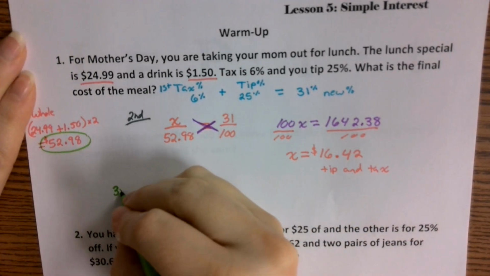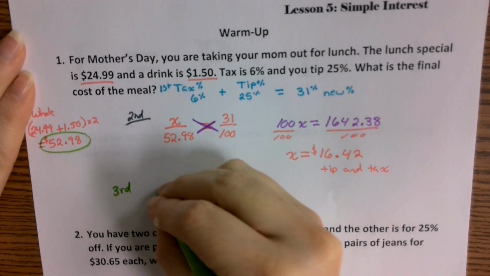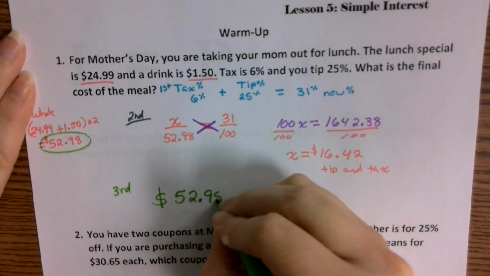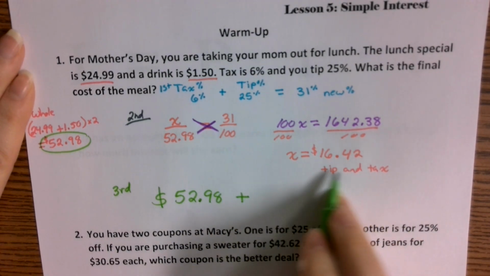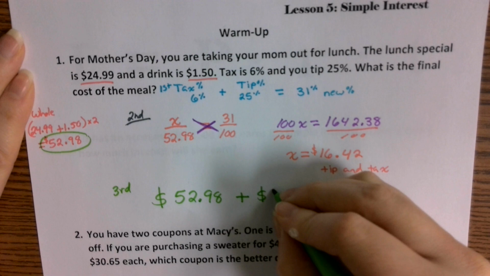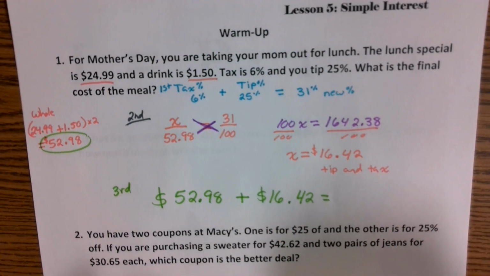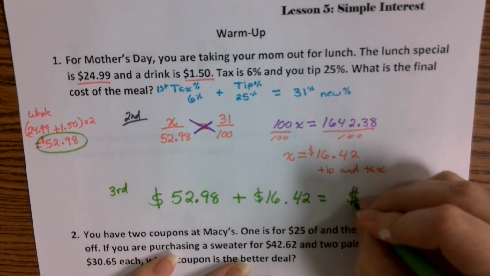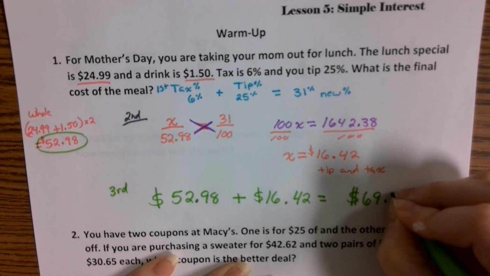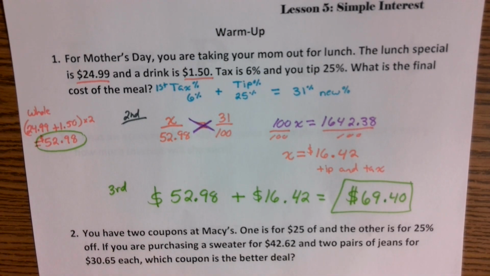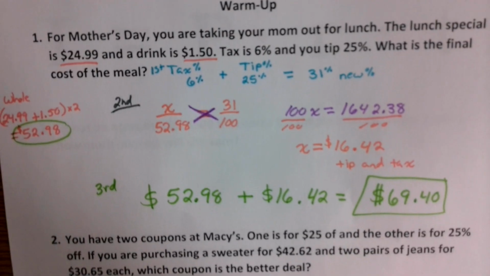So for the third step, we're going to take what the original amount of money was, which was $52.98, and we're going to add the value of X, which was the tip and tax. That's $16.42. So we're going to add those values together, and the total cost for the meal is $69.40. $69.40 is your final cost for the entire meal.